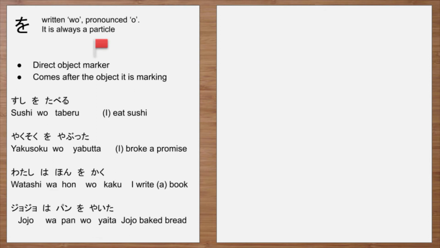Now we're looking at o. This character is always a particle, and it's a really fun particle because it means there is some action in your sentence. Grammatically, this is the direct object marker, and it comes after what it is marking. Let's tag the sentences and see.